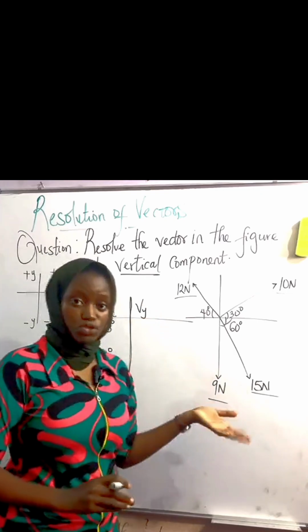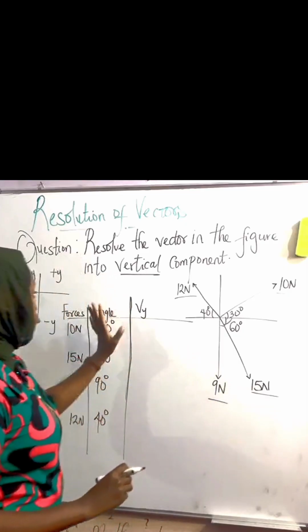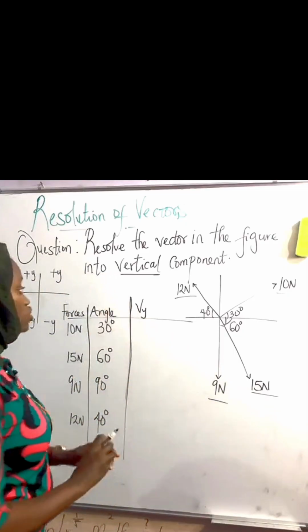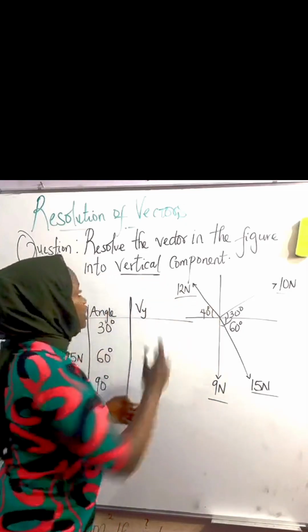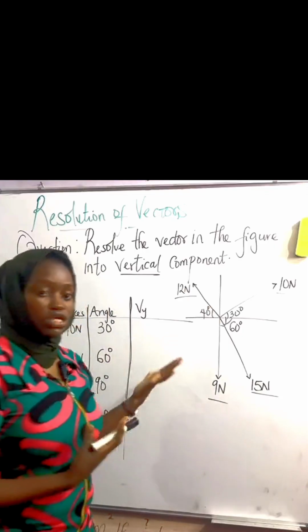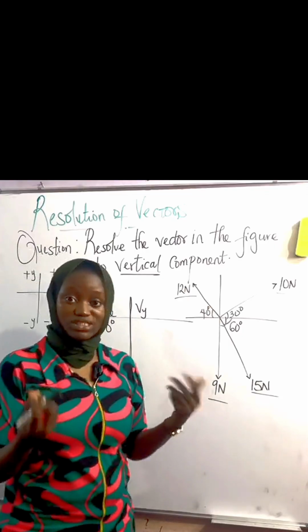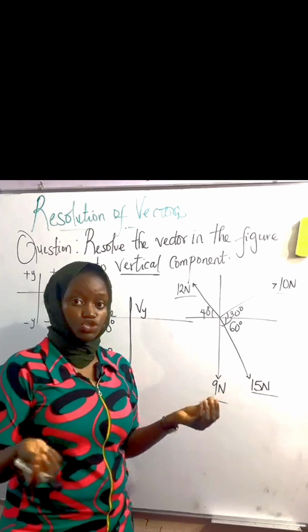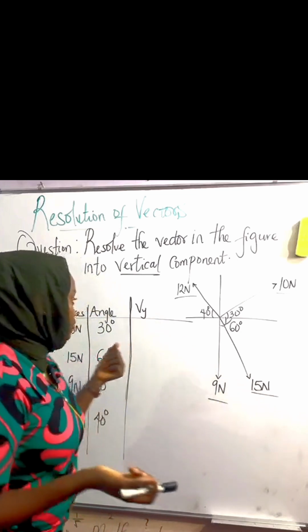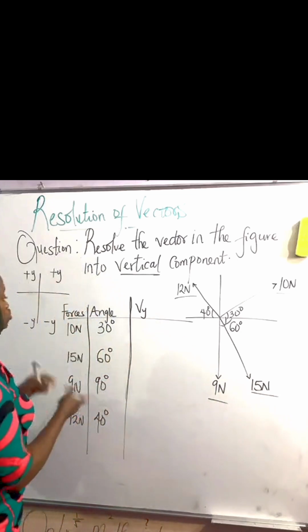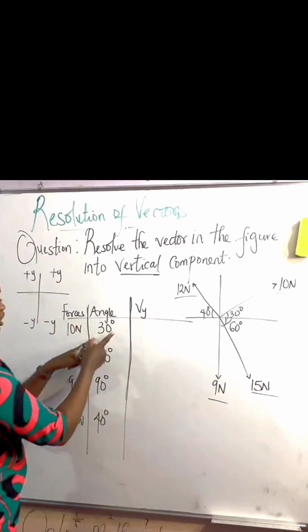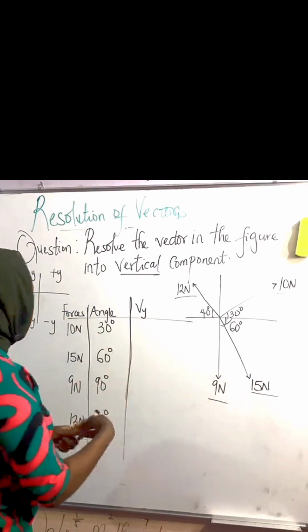From here now we can resolve using the force and the angle. So if you want to resolve the vertical component, we use what we call sine from our trigonometric ratio. So we use sine. Okay, so all we need to do now is to multiply the force times the sine of the angle. Okay, so let's do this.